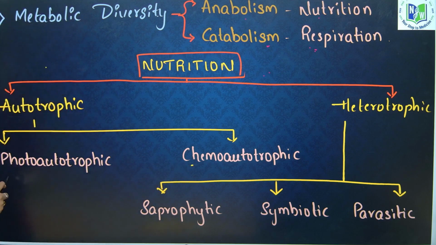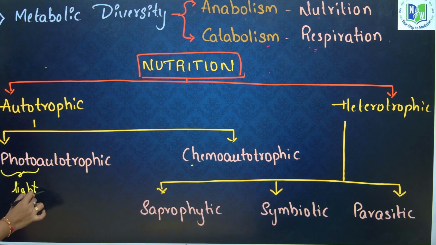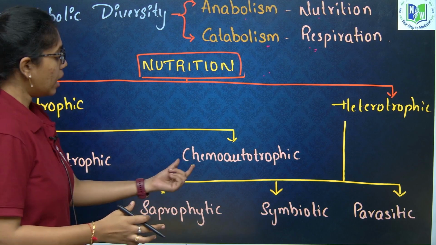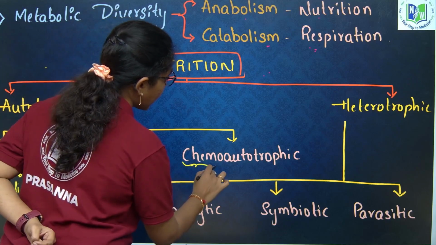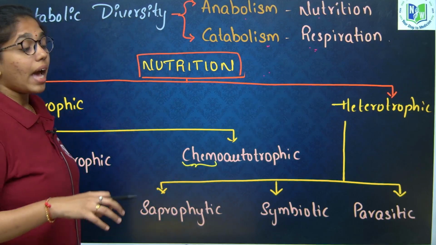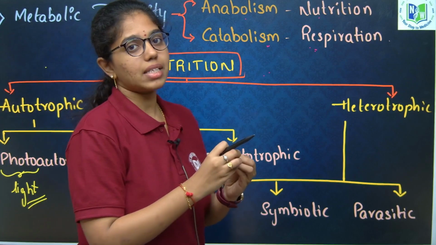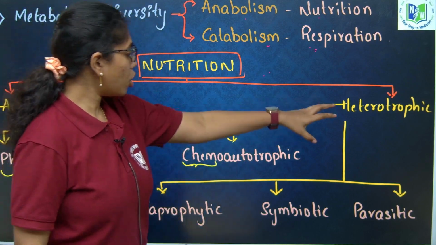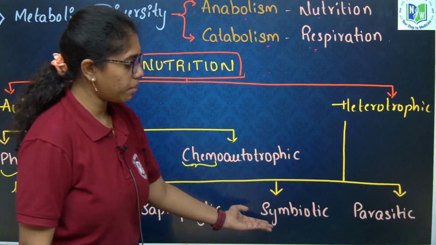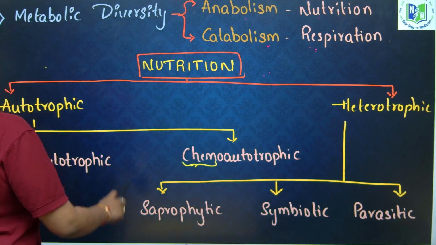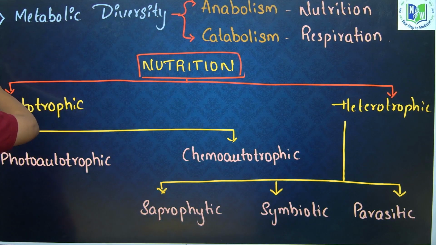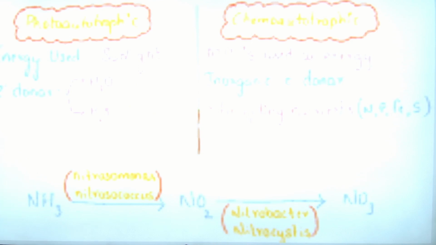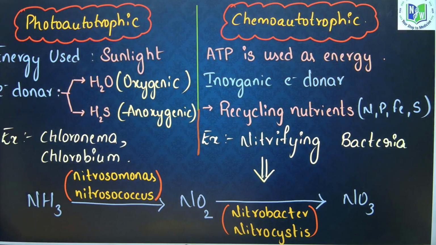Photoautotrophic, wherein it receives sunlight or light as energy to synthesize the food material, whereas chemoautotrophs will take inorganic molecules which are around the bacteria to synthesize the food material. Heterotrophs, so three types: saprophytic, symbiotic and parasitic. Now if you see nutrition, that is photoautotrophic and chemoautotrophic.